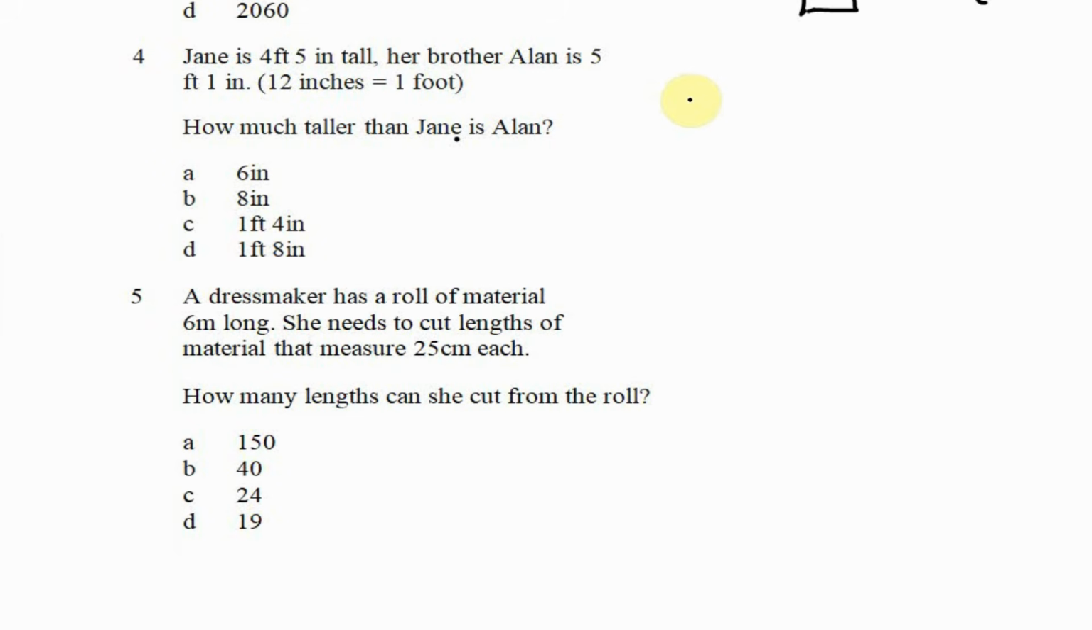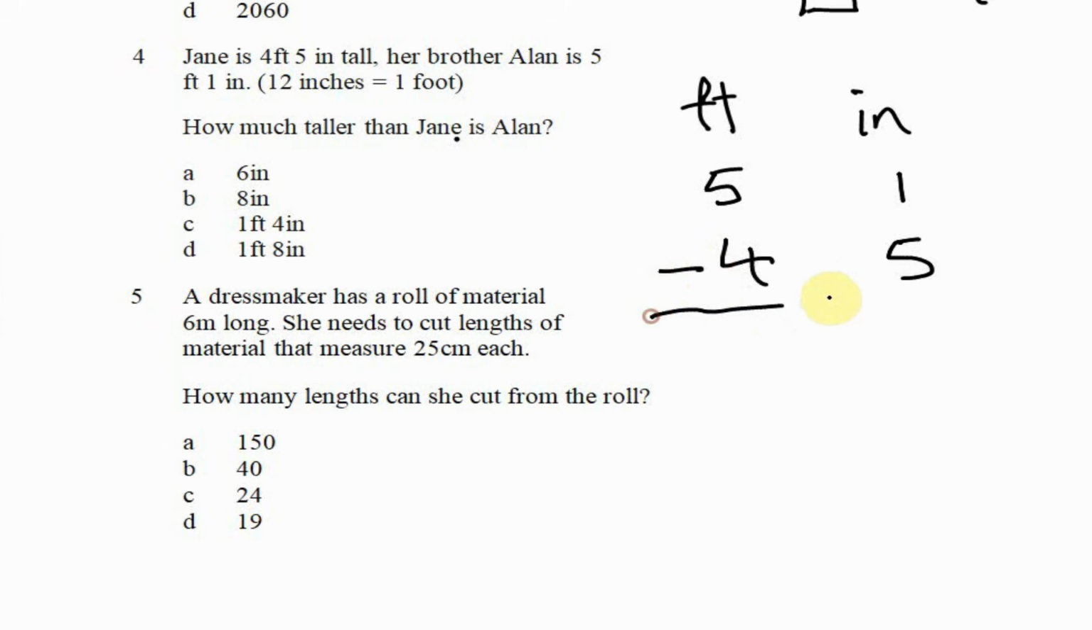Now recall the height is given in 2 separate units, feet and inches. Now we know that Alan is 5 feet 1 inch, and we also know that Jane is 4 feet 5 inches. So what we want to do now is to subtract Jane's height from Alan's height, and let's see what we'll get. Now can we get 5 inches from 1 inch? No, that wouldn't be possible.